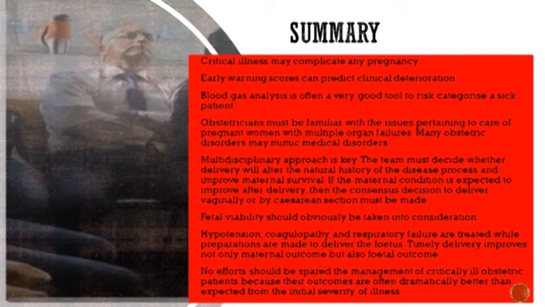If the maternal condition is expected to improve after delivery, then the consensus decision to deliver either vaginally or by caesarean section must be made. Fetal viability should obviously also be taken into consideration. Hypotension, coagulopathy, and respiratory failure should be treated while preparations are made to deliver the fetus, because timely delivery improves not only the maternal outcome but also the fetal outcome.